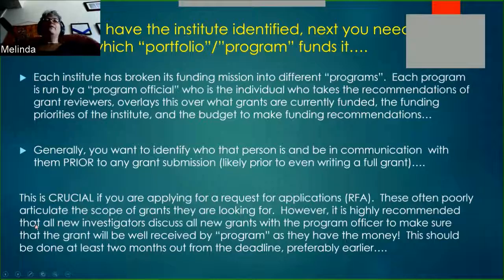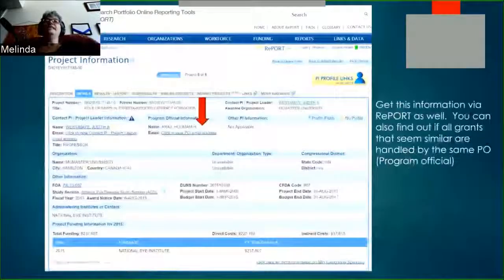So this is absolutely critical for new investigators, is to identify the program officer. You send them some preliminary aims pages, and you make sure that that program officer is actually interested, because if you write a great grant, you get a great score, you want to be funded. And if it doesn't fit their focus, they're not going to fund you even if it got a great score. And this is something that you really should do at least 2 months out from the grant deadline, even earlier, and getting into communication. So how do you figure these things out?